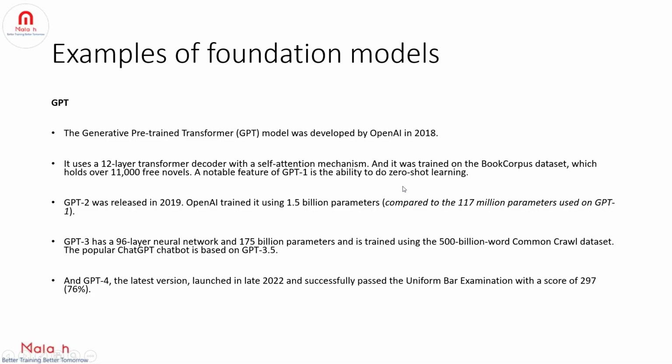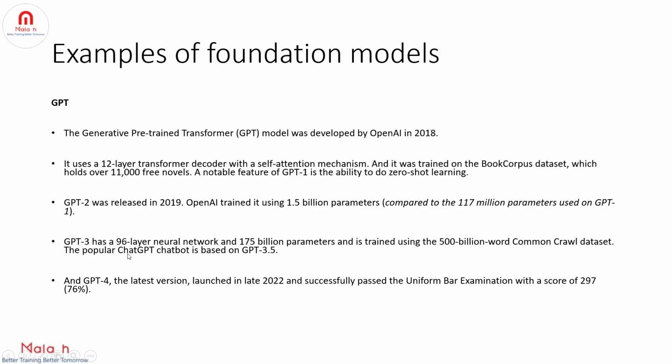That means this zero-shot learning, ZSL, is a machine learning classification technique, and it can classify objects from previously unseen classes as well without even receiving any specific training for those unseen classes, right? And GPT-2 was released in 2019, and OpenAI trained it using 1.5 billion parameters, whereas GPT-1 was trained on 117 million parameters and GPT-2 was trained on 1.5 billion parameters.